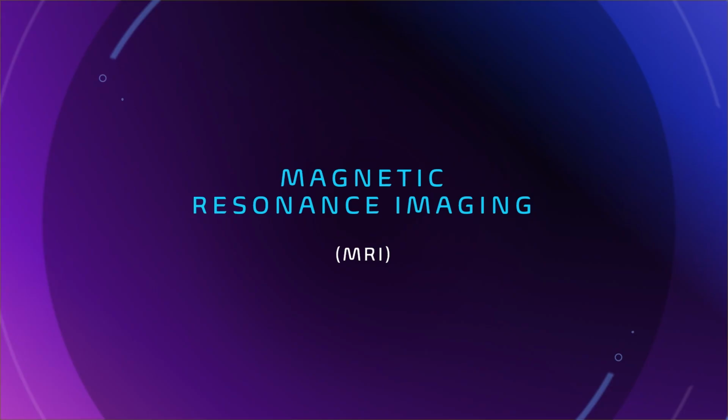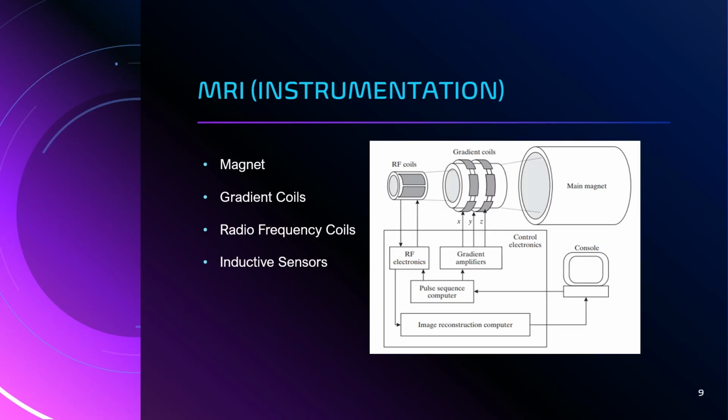Now coming over to our last imaging technique, that is magnetic resonance imaging, popularly known as MRI. The instrumentation of MRI consists of the following components. First, there is a magnet, then there are gradient coils, then radio frequency coils, and finally there are inductive sensors.